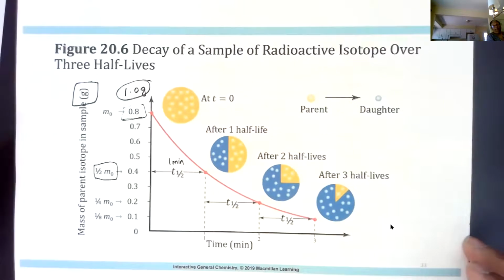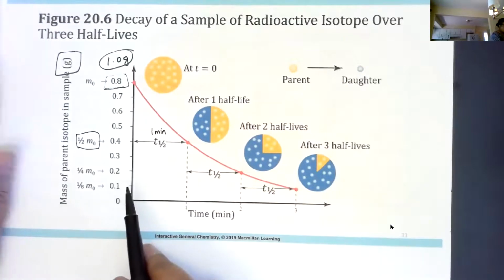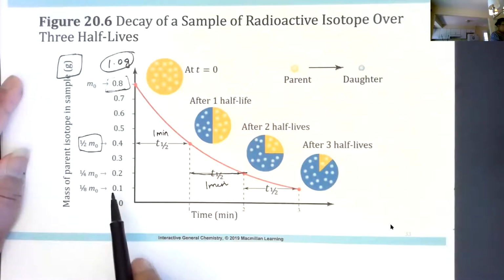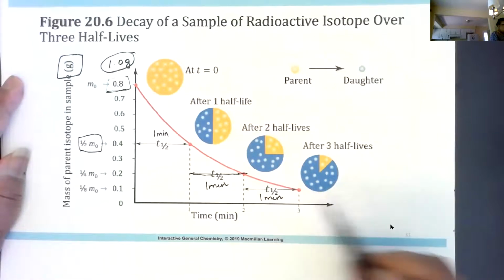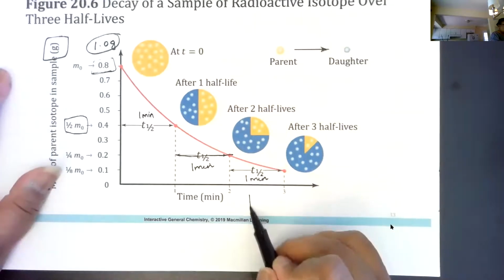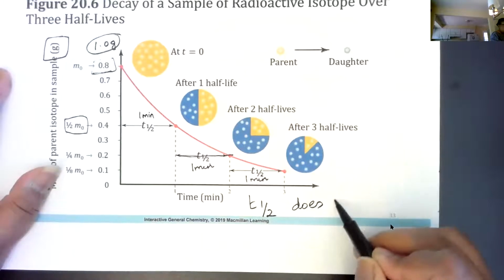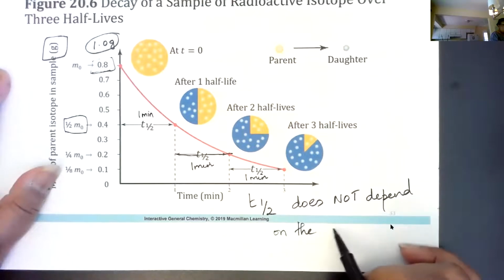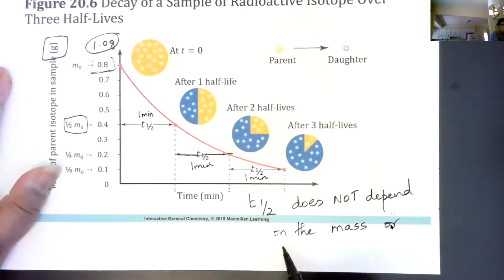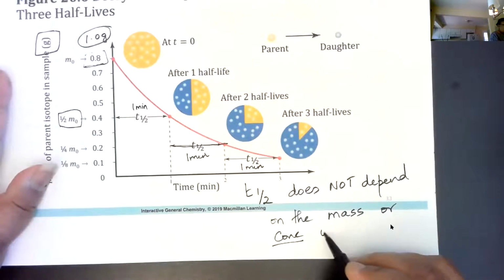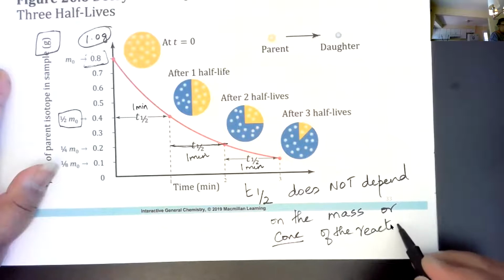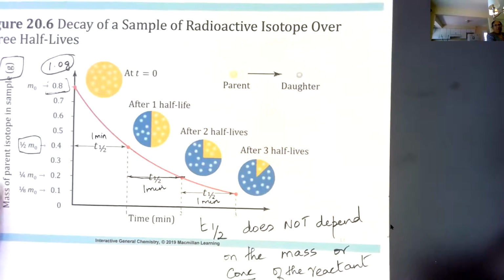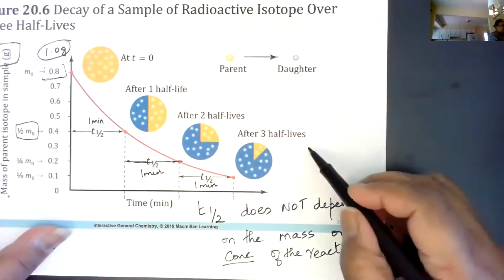Radioactive reactions are fast. Okay. And then from 0.4 to 0.2, it takes another minute. And then 0.2 to 0.1, it takes another minute. Why is it the same? Because T half does not depend on the mass or concentration for regular reactions of the reactant. For second order, it's different, and 0 order, it's different. But for first order, it does not depend. Okay, this is only for first order.